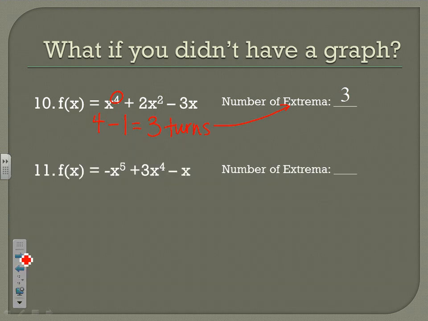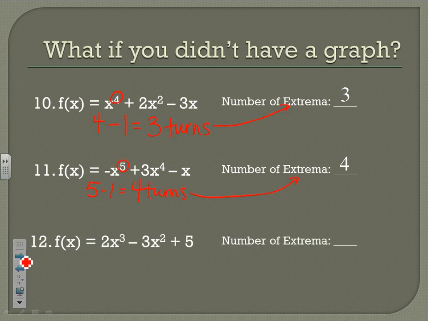Looking at number 11, my degree is 5. So 5 subtract 1 means I'm going to have 4 turns in that graph, which means I'm going to have 4 extrema. And then lastly, number 12, my biggest exponent is 3. So I just say 3 minus 1 gives me 2 turns. So 2 turns in that graph means I have 2 extrema.